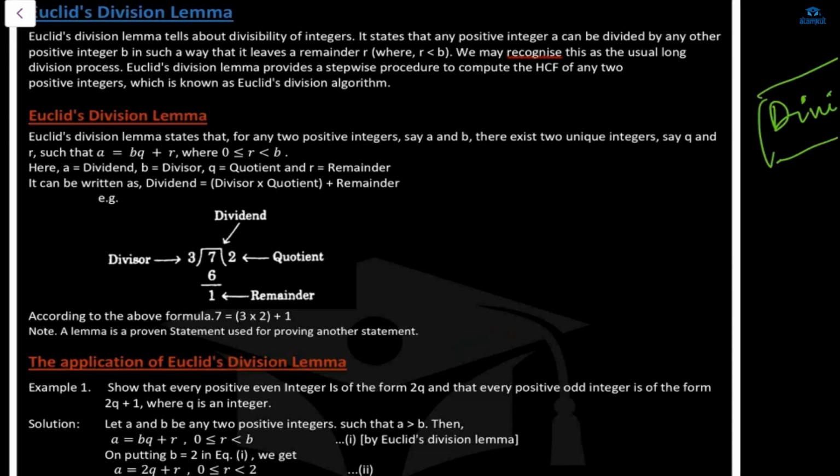Any doubt in this? No, ma'am. Now here, Euclid's division lemma is nothing but the divisibility of integers. When a positive integer a is divided by another positive integer, we are assuming it as b, and it is not fully divided, it leaves a remainder. So the remainder should always be less than b, the divisor.